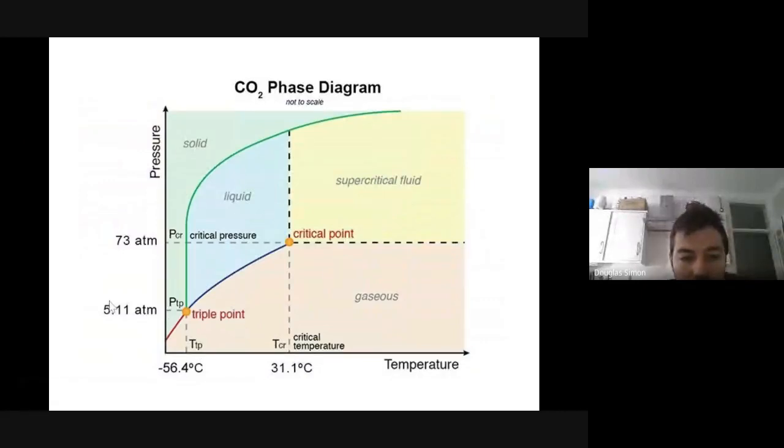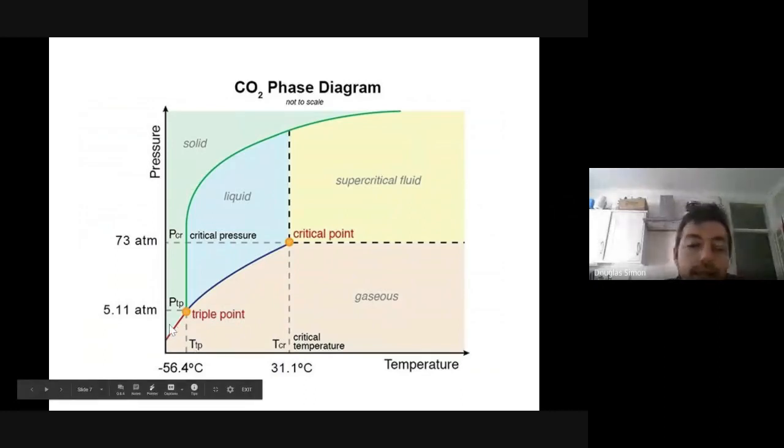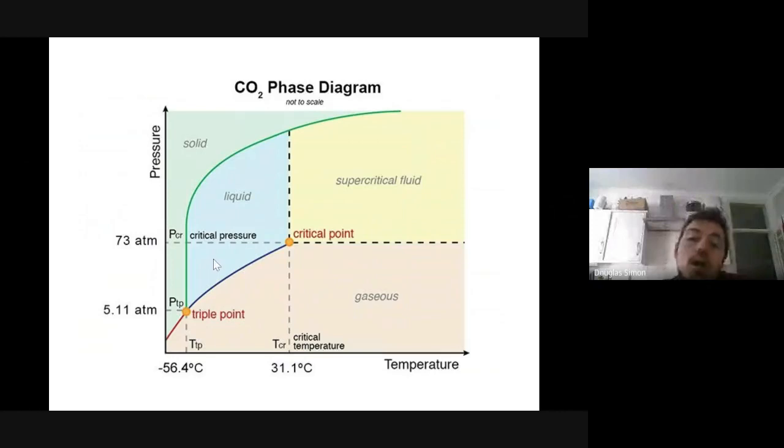At 5 atmospheres, we get this triple point here. At 1 atmosphere, we're below this triple point. So if I get a lump of carbon dioxide, it will either be a gas. If I cool it down, it will be a solid, and it will sublimate from a solid to a gas. There's no liquid phase. The only way I can get a liquid is to massively increase the pressure.